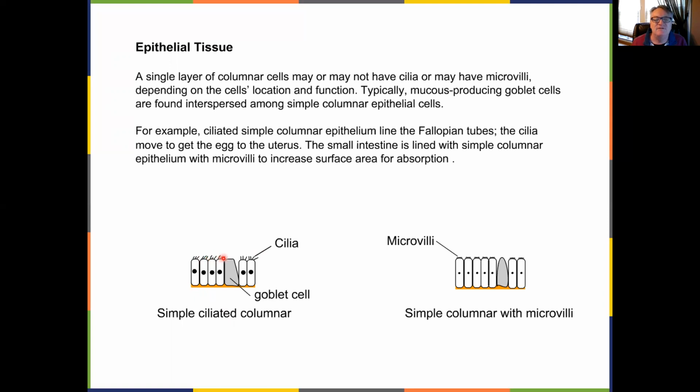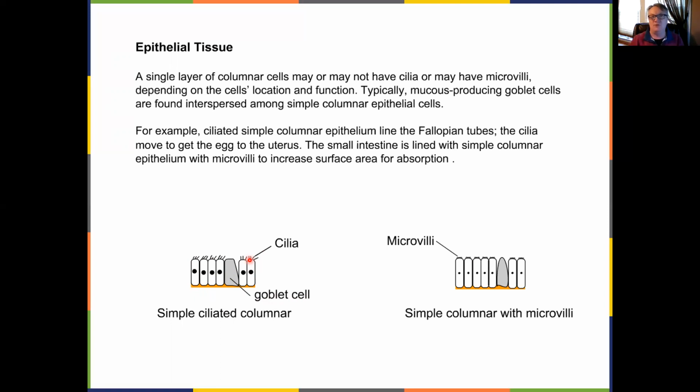The cilia are fine hairs that come off, and they will often be interspersed with what's called goblet cells. Goblet cells produce mucus. The cilia are designed to wave back and forth and trap particles as they pass by. Where are you going to see the simple ciliated columnar?